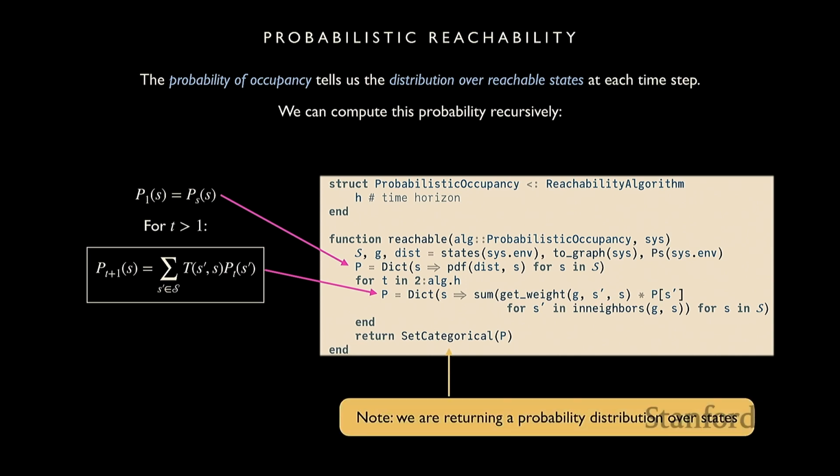One thing to note here is that we're returning a probability distribution over states. So all of these probabilities that we calculate, if we sum over S, should add up to 1. Because basically we're saying at this time, here's the probability that it's in any of these different states. Okay, so let's see what that looks like.